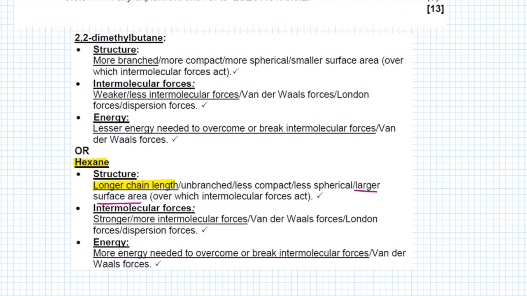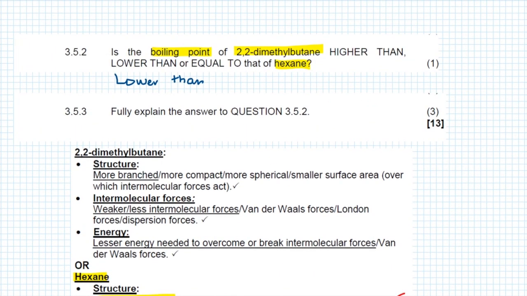Then we need to state that it therefore contains stronger, or we can say more, intermolecular forces than 2,2-dimethylbutane, and it therefore requires more energy in order to overcome the intermolecular forces between its molecules. So we need to explain the difference in structure, the difference in intermolecular forces, and we need to mention the energy needed to overcome intermolecular forces. For each one of these points, you're going to get 1 mark, making question 3.5.3 out of 3 marks, while 3.5.2 was out of 1 mark.